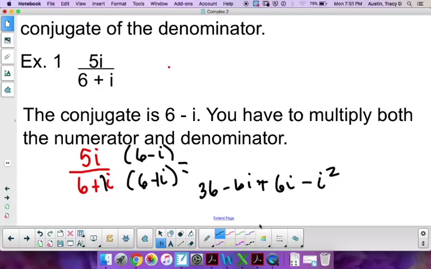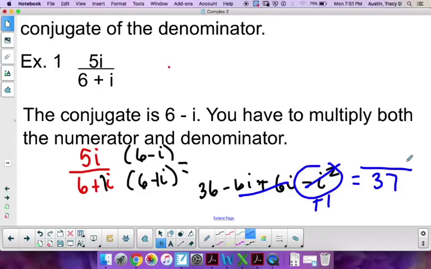And it cancels the same way. Remember that i squared is negative 1, so that's like negative negative 1. It becomes plus 1, and those cancel. So you're left with 37 in the bottom of your fraction.